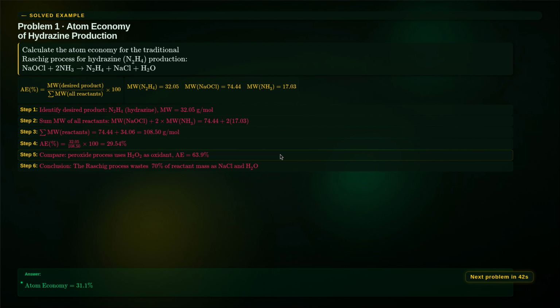Step 5. For comparison, the peroxide process using hydrogen peroxide as oxidant achieves an atom economy of 63.9%. Conclusion. The Raschig process wastes approximately 70% of reactant mass as sodium chloride and water byproducts. The answer is 29.54% atom economy.